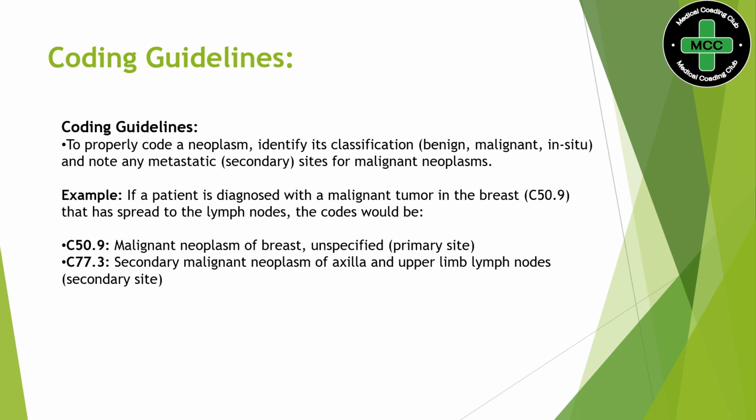Malignant neoplasm of breast would be C50.9 series, and based on laterality we will give the complete code. Next, secondary malignant neoplasm of axilla of upper limb lymph node. Again, this is for metastatic, C77.3, and we will check the laterality, whether it is right axilla or left axilla. Based on that we can give the code for the secondary site. So this is how we first have to identify what kind of cancer it is.